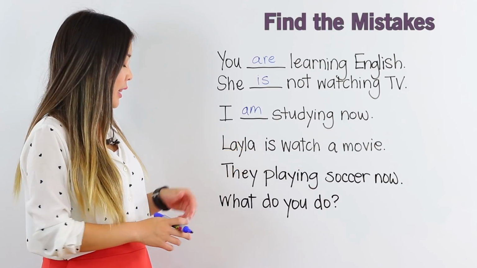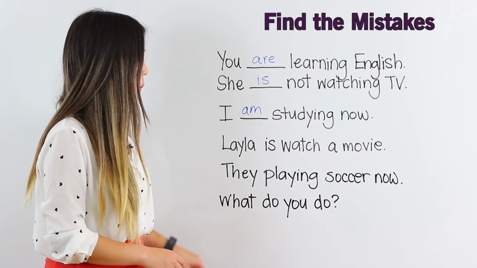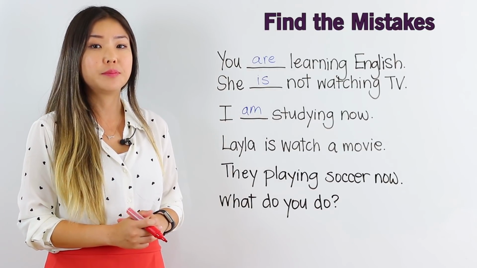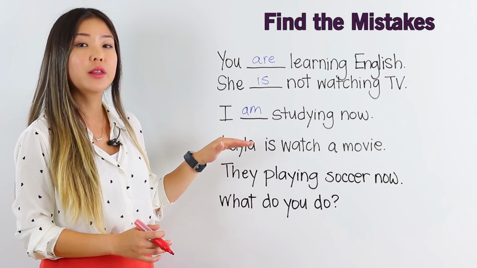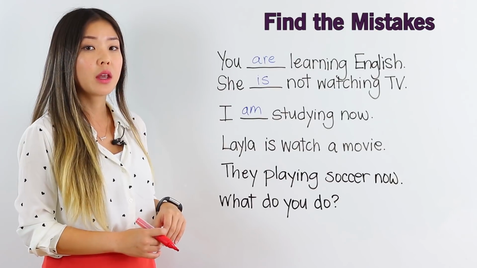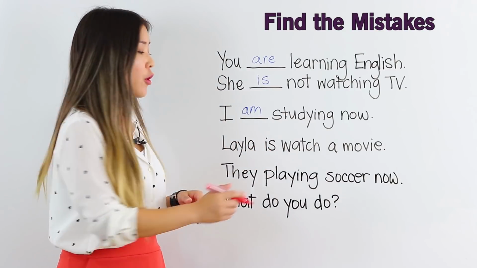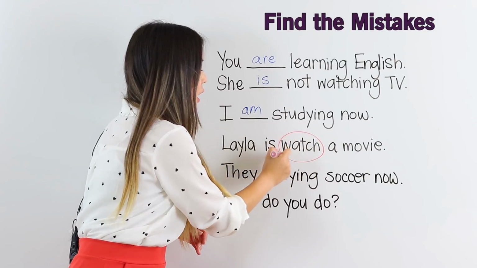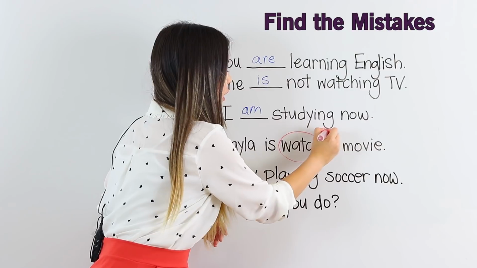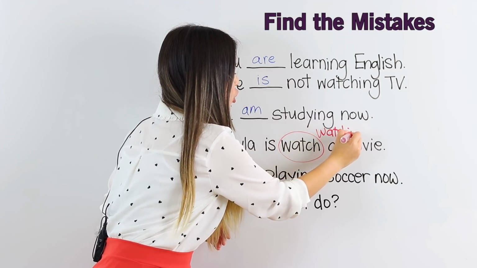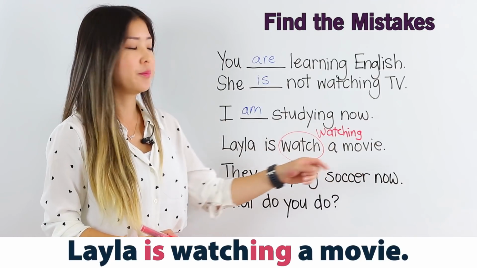Now, take a look at the next sentence and find the mistake. Layla is watch a movie. Here we have the subject, and the subject pronoun for Layla would be she. We have the correct be verb, is. However, you'll notice we forgot the ing at the end of the verb. We need to say watching. Layla is watching a movie.